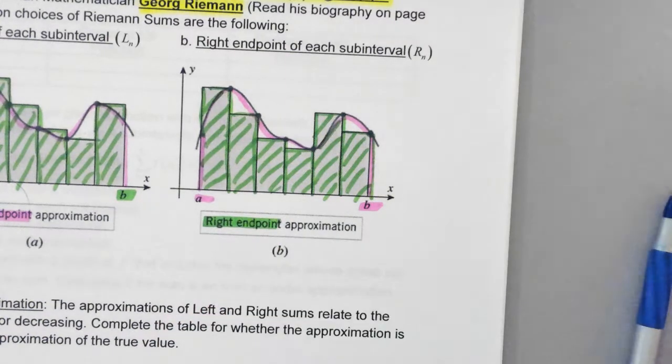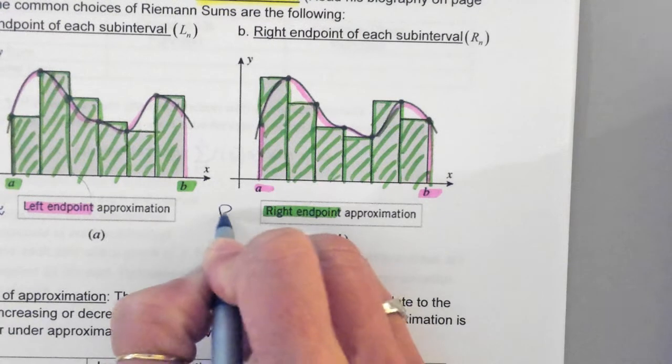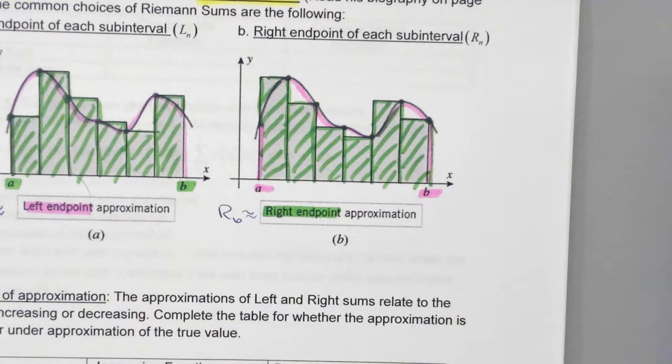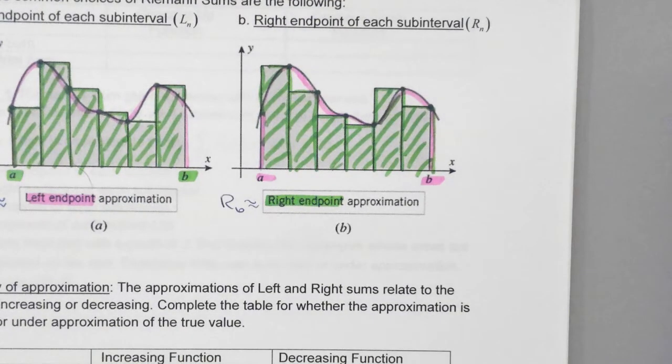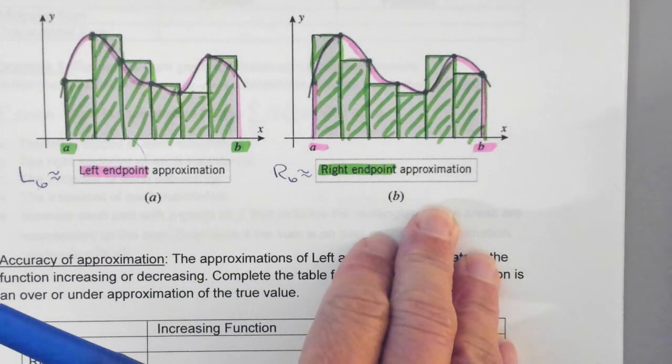So this is the right endpoint approximation, okay? And that would be indicated by R sub 6 as approximately. And then we would add up all the areas. Wow. Okay, so this is just basically how the graphs are created.